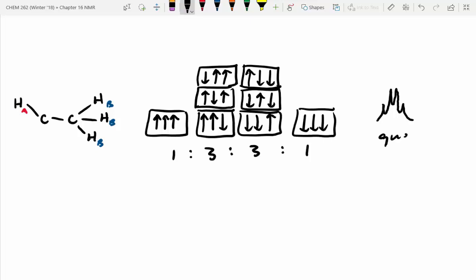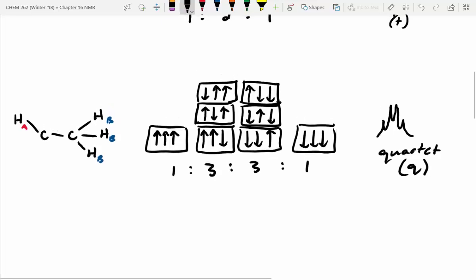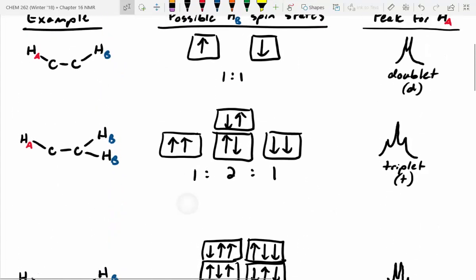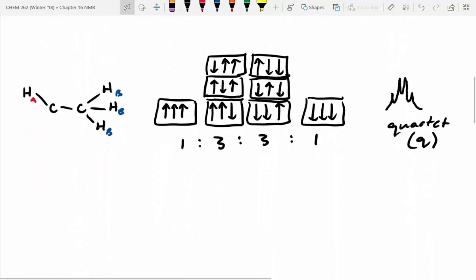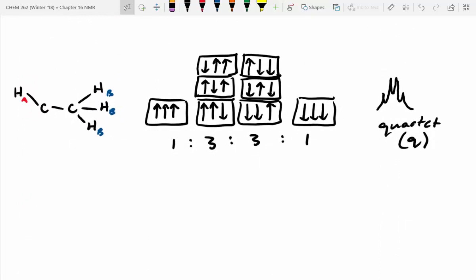This is called a quartet. People just abbreviate this Q so that they don't have to write out quartet. Does that make sense? What do you think happens if we've got 4 HBs? What signal shape should we see? Without even doing the spin up, spin down thing. We don't even need to know the ratios. If we notice we went from a doublet to a triplet to a quartet, what if we have 4 HBs? We'd have 5 peaks, a quintet.